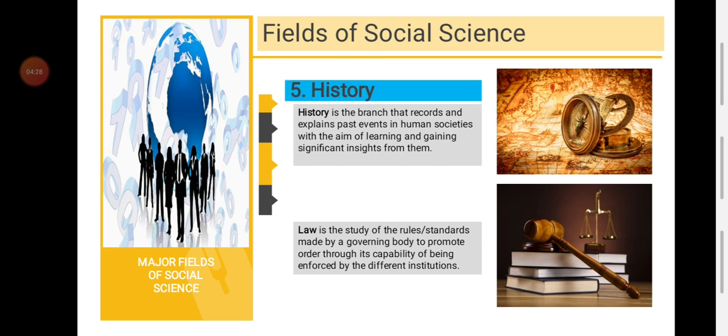We have also history. History is the branch that records and explains past events in human societies with the aim of learning and gaining significant insights from them. It is just an umbrella term that relates to past events as well as the discovery, collection, organization, and presentation of information.